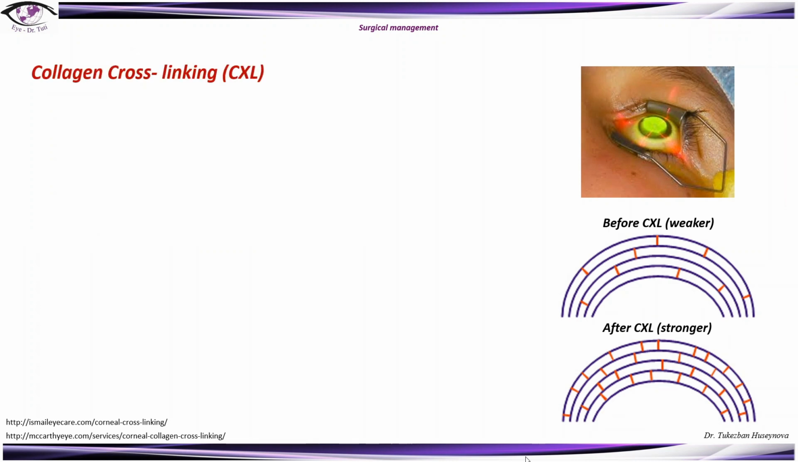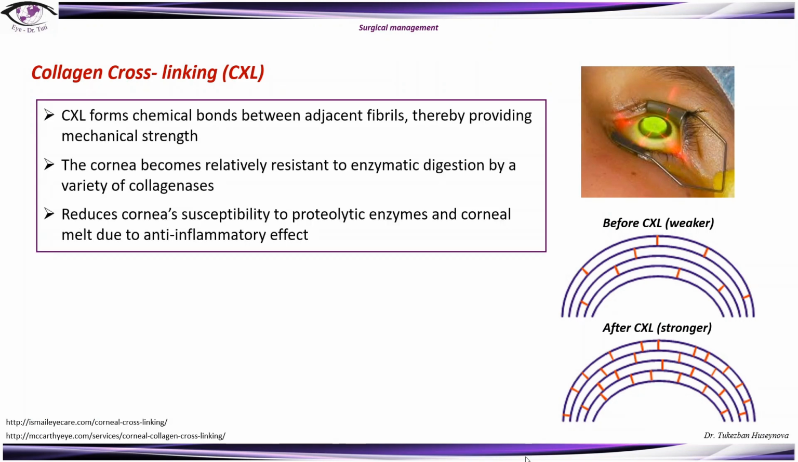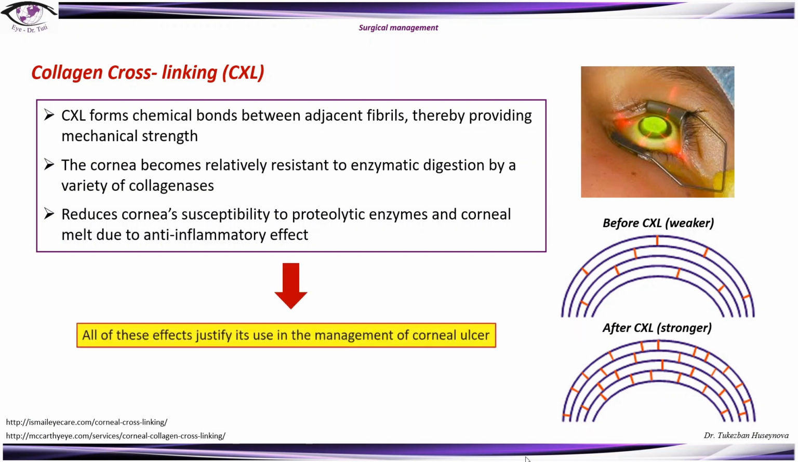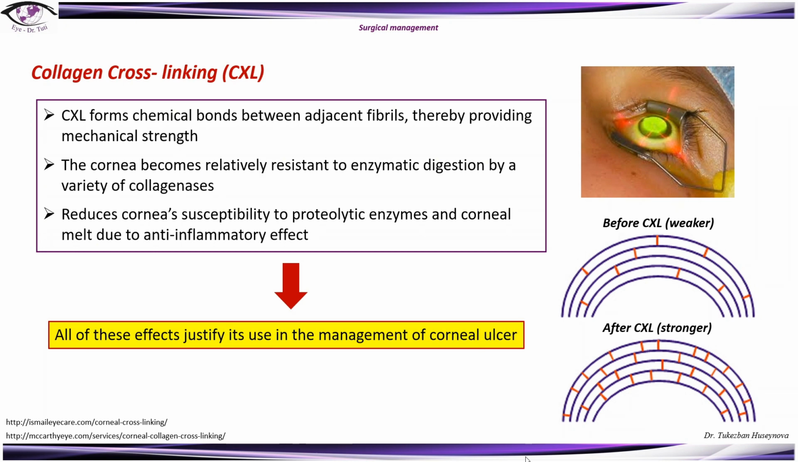Collagen cross-linking. I never personally had a case where I had to use this method, but there are a lot of publications proving the effectiveness of this therapy. Cross-linking forms chemical bonds between adjacent fibrils, thereby providing mechanical strength. The cornea becomes relatively resistant to enzymatic digestion by a variety of collagenases, and it reduces corneal susceptibility to proteolytic enzymes and corneal melt. All of these effects justify its use in the management of corneal ulcer.